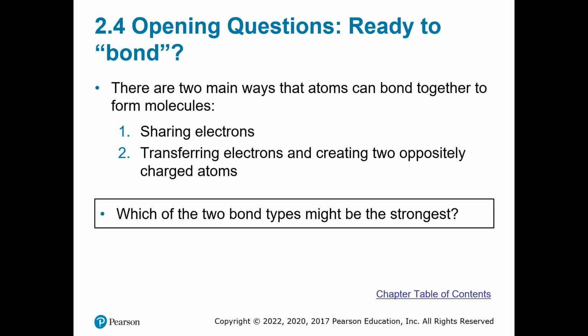Okay, now there are 2 different ways that molecules or atoms can bond together. One is they can share electrons. And the other one is they can actually transfer electrons, and they create a positive and a negative atom. Okay, and this is just one of those questions where they're trying to get you to think about it. So which of these two types of bonds do you think might be stronger? Okay, so just keep that in mind for a minute.